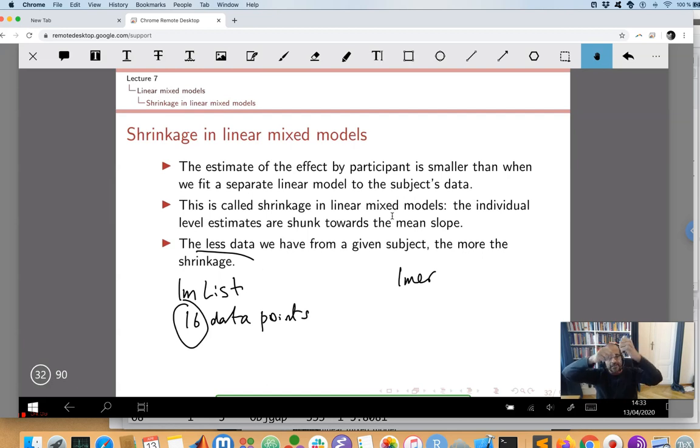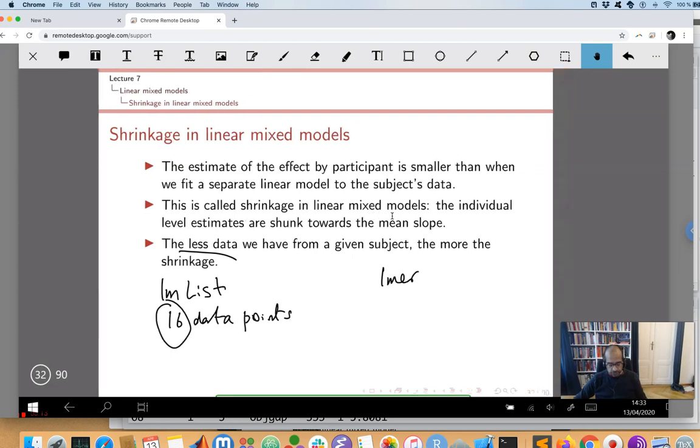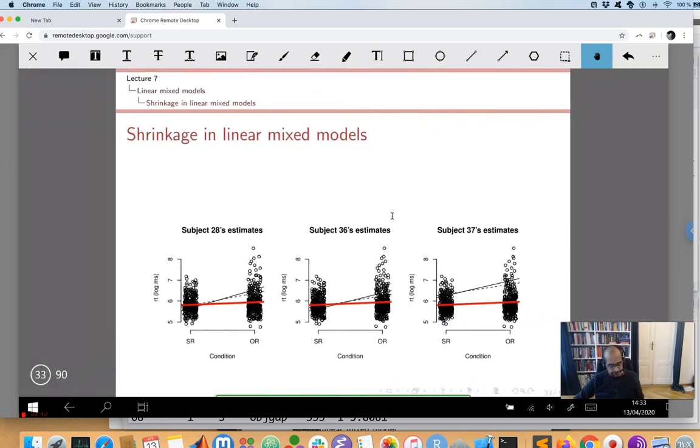And the reason it does that is that it believes the subject level estimates even less than when you had all the data from that subject. So this is the big advantage of shrinkage, and I'm going to now show you exactly what happens. Okay, so focus on the estimates from 3 of our subjects in this 42 subject data set.